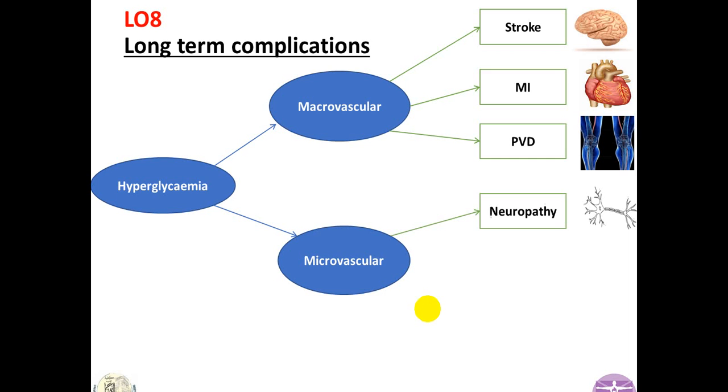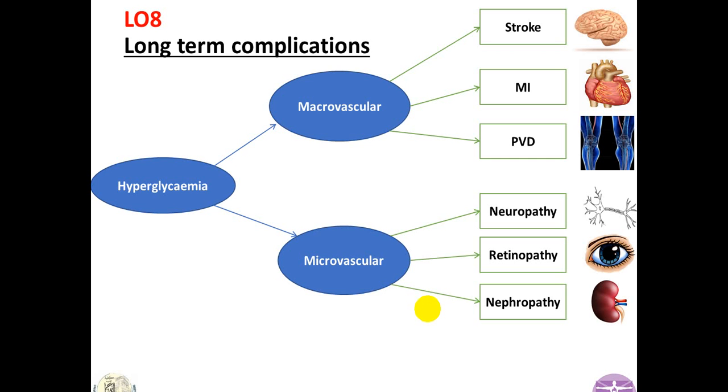And the microvascular include neuropathy, which is a defect in the nerves of the periphery, so the patient will have severe pain, tingling sensation, burning sensation in the feet and the hands. We call it the stocking and glove distribution. Also, they will have retinopathy, a problem with the retina, either exudate or hemorrhage, damage to the retina, sometimes even blindness.